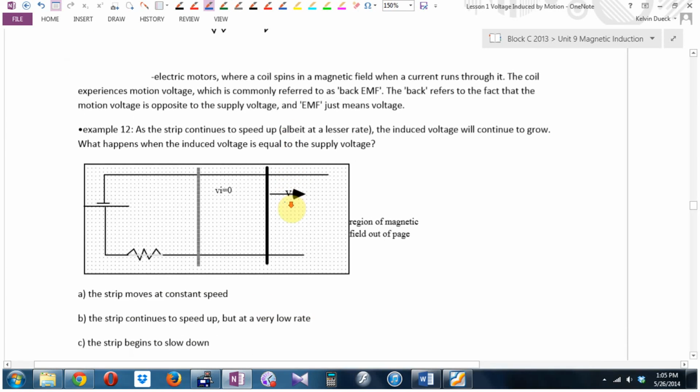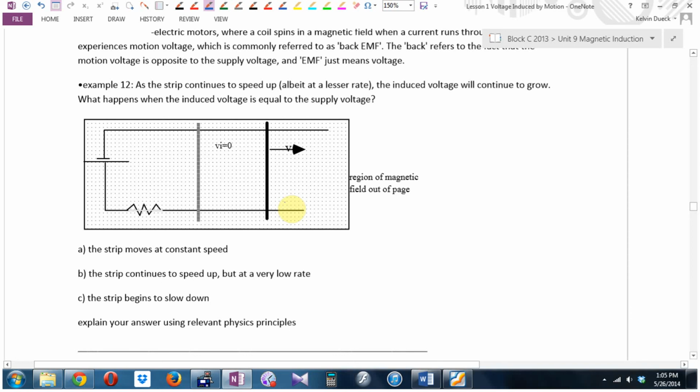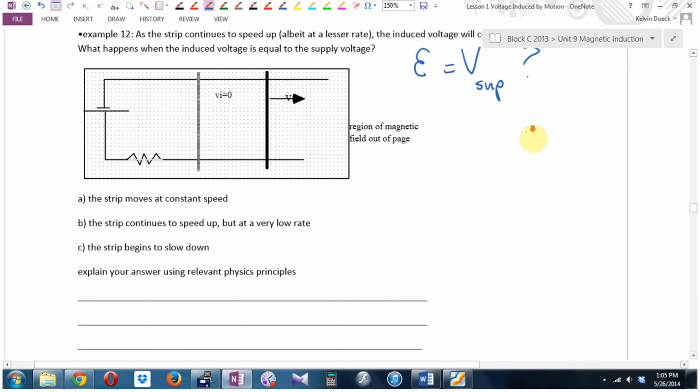So, as the strip in example 12 continues to speed up, although at a lesser rate, acceleration gets smaller. The induced voltage will continue to grow. What happens when the induced voltage equals the supply voltage? A, the strip moves at a constant speed. B, the strip continues to speed up. C, the strip begins to slow down. Explain your answer.